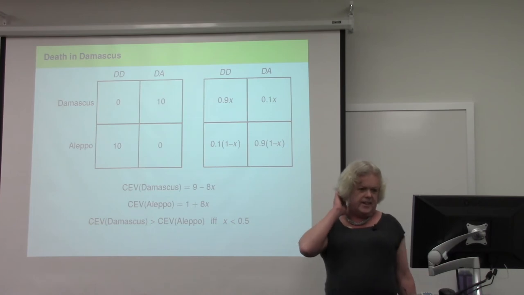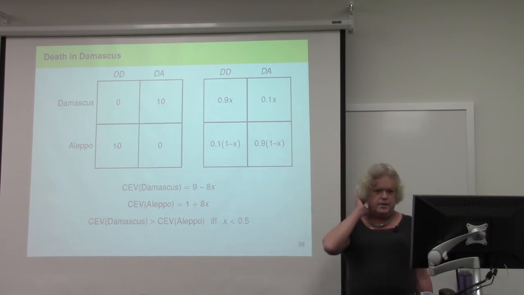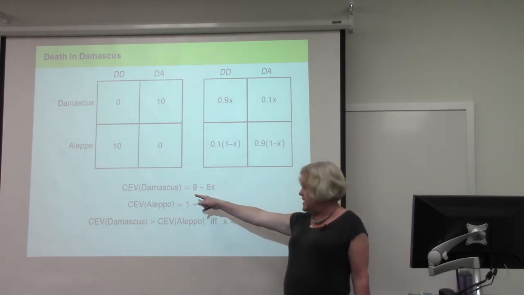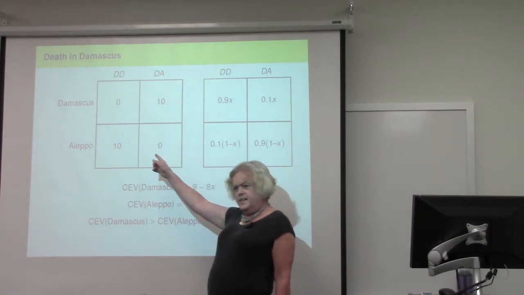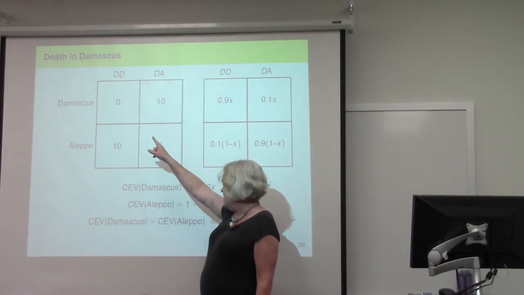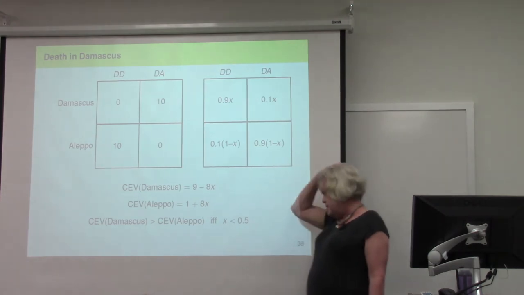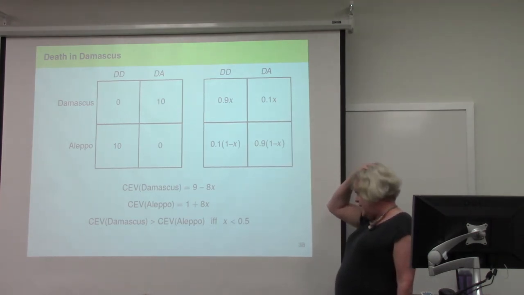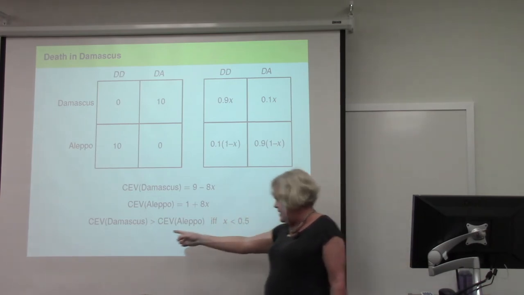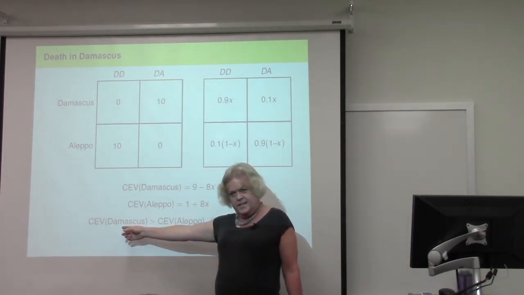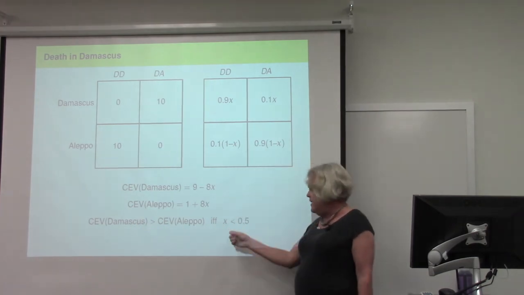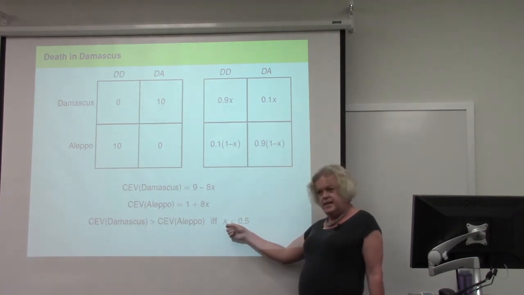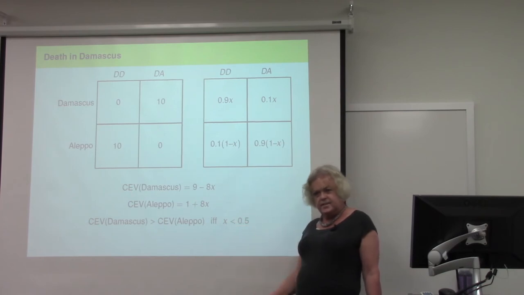Well, if we do a calculation like the one we did before for Newcomb's problem, we're going to see that the causal expected value of staying in Damascus is 9 minus 8x, where x is the initial probability that you're going to stay in Damascus. And the causal expected value of going to Aleppo is 1 plus 8x. And now we see something strange here. The causal expected value of staying in Damascus is greater than that of going to Aleppo if and only if you think it's more likely than not that you're not going to do it, right?